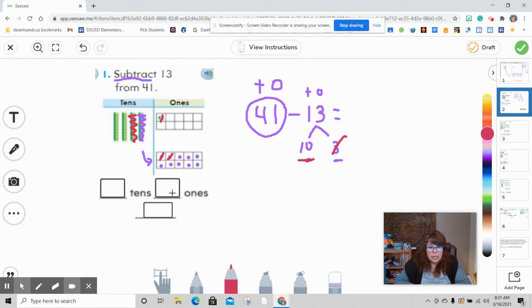How many ones do I have left? Well, I know I have a row of 5, 6, 7, and 8. 8 ones. So I put 8 ones. And how many tens? 2 tens. So I put 2, and my answer is 28.